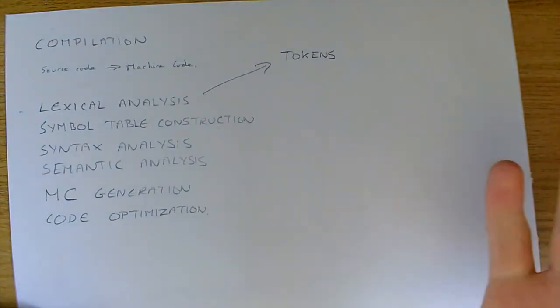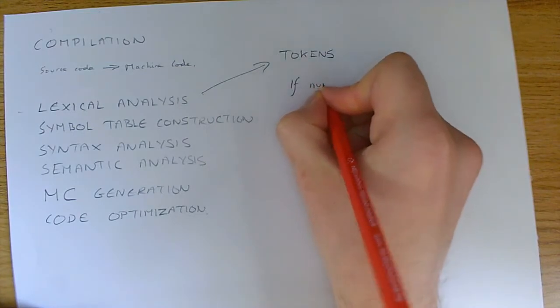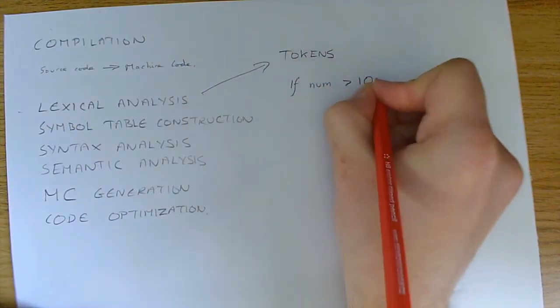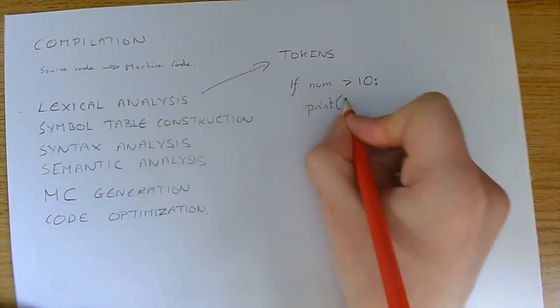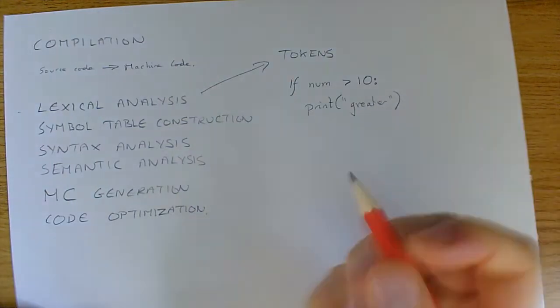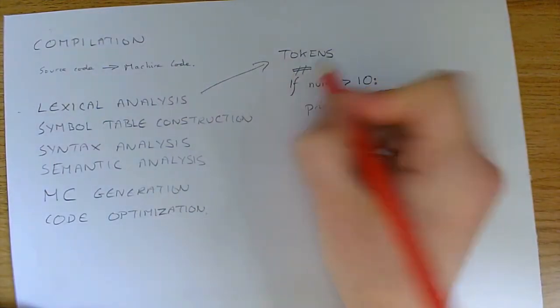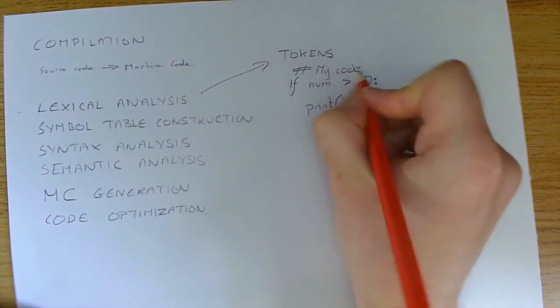Let's make a very quick bit of Python code. So I'm just going to say if num greater than 10, print greater. And what I'm going to do is, before that, I'm going to put a hash and say my code. Okay?